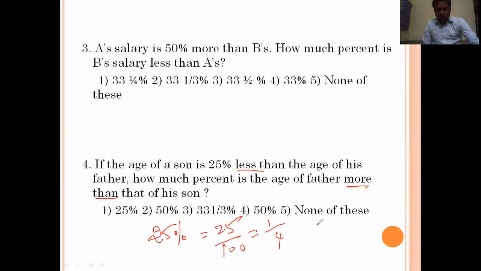Whenever we are going to find the more value, we write the numerator as it is, and in the denominator we write the subtraction, denominator minus numerator. The denominator is 4, 4 minus 1 is 3, so 1 by 3 into 100. 100 by 3 is 33 1 by 3%.